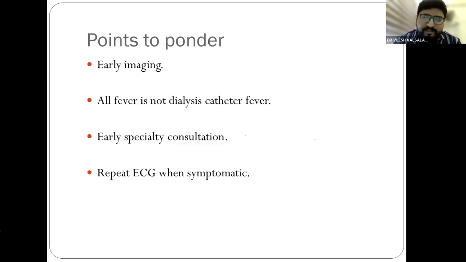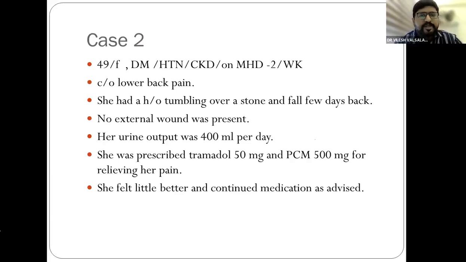So ECG is important. And we all know that the most common cause of death in chronic kidney disease is cardiovascular disease. So this is what we learned from case 1. So let's go to case 2.